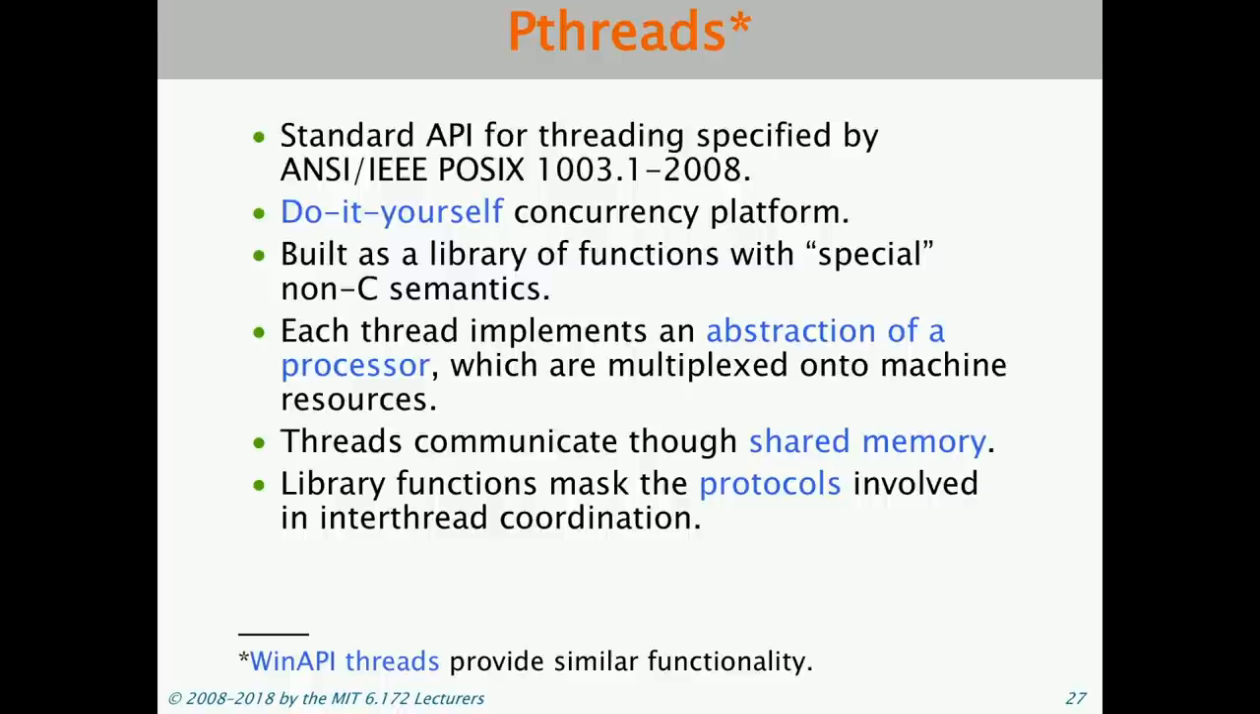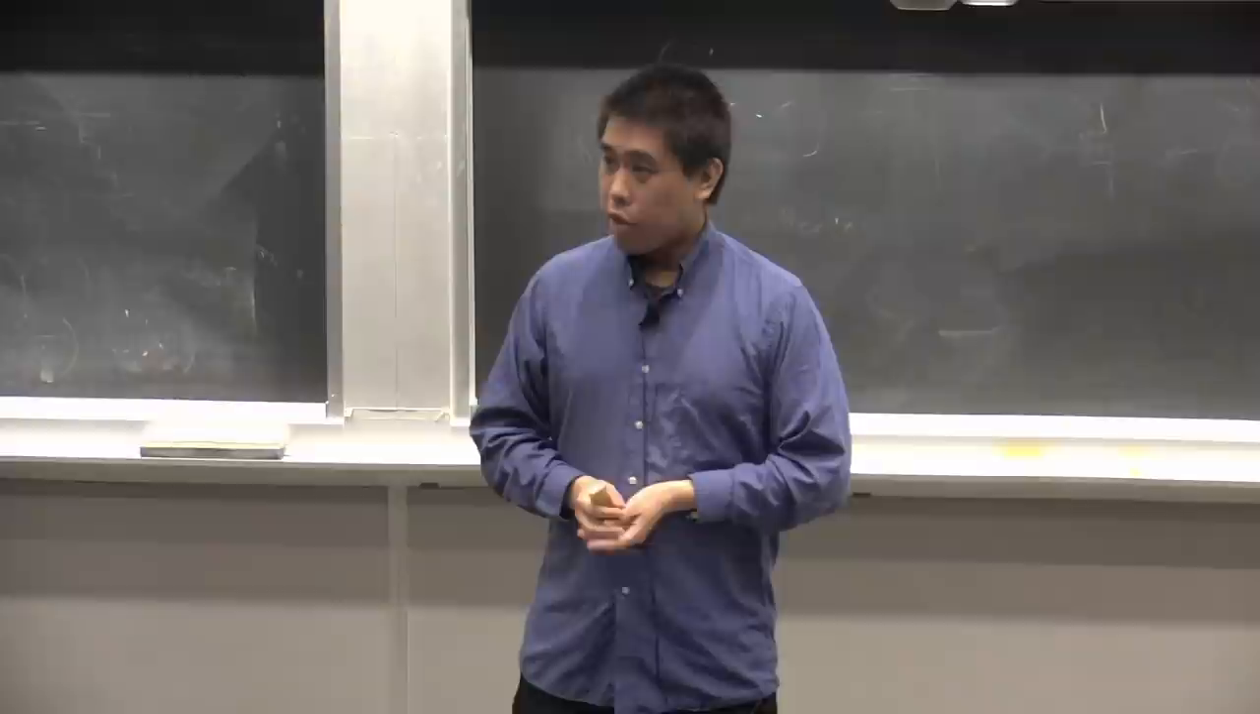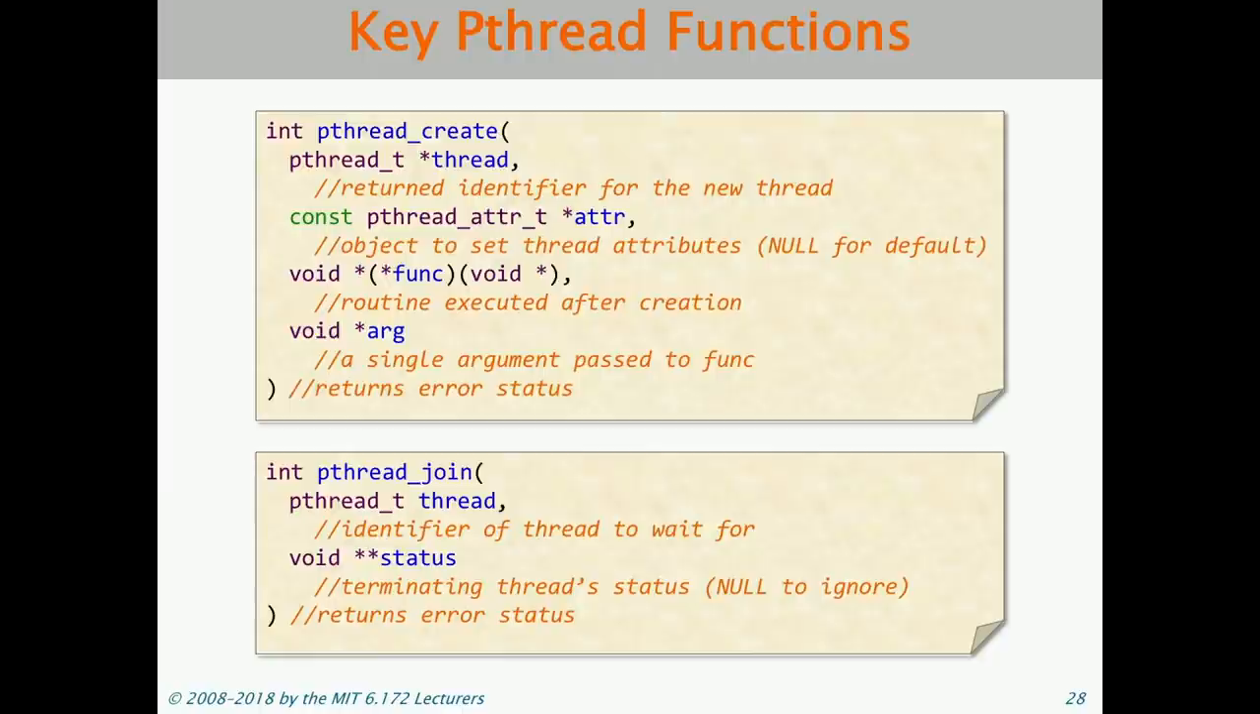So now I want to look at the key pthread functions. The first pthread function is pthread_create. And this takes four arguments. The first argument is this pthread_t type. This is basically going to store an identifier for the new thread that pthread_create will create, so that we can use that thread in our computations. Pthread_attr_t sets some thread attributes, and for our purposes, we can just set it to null and use the default attributes.